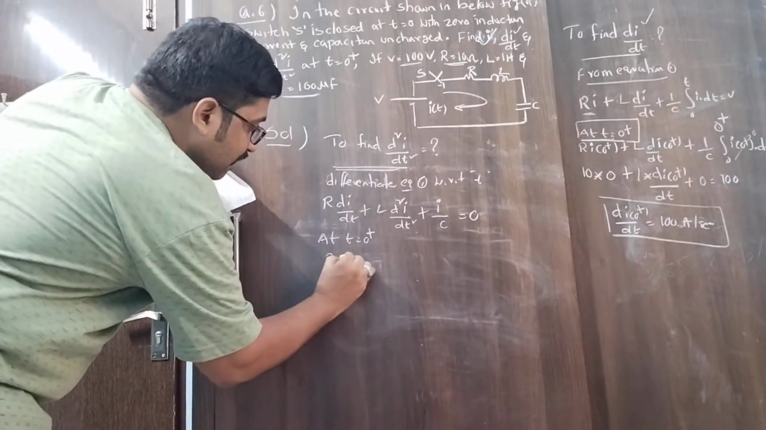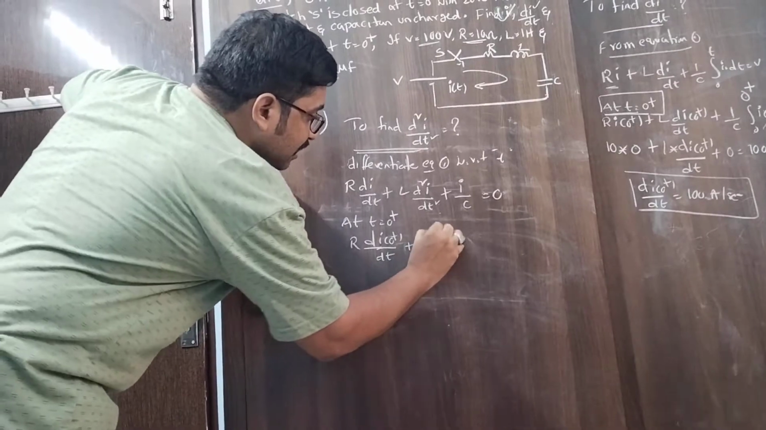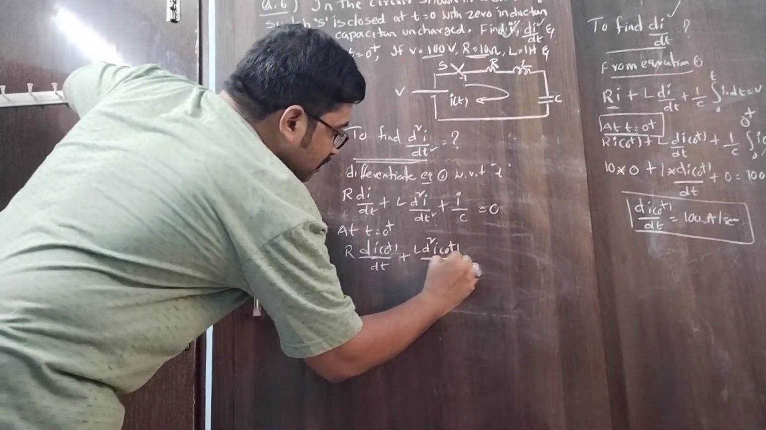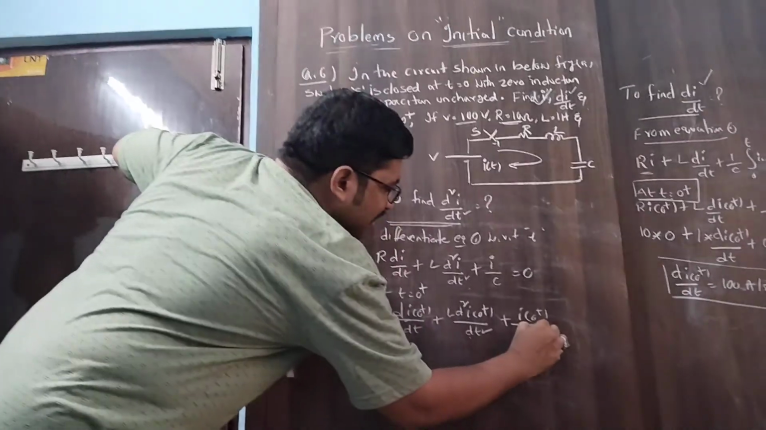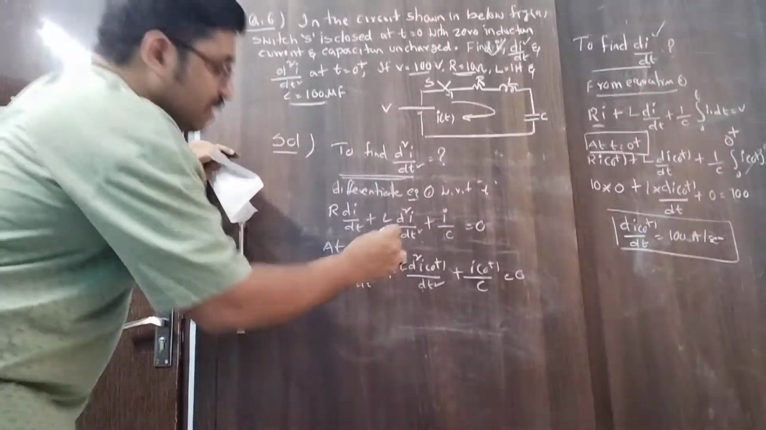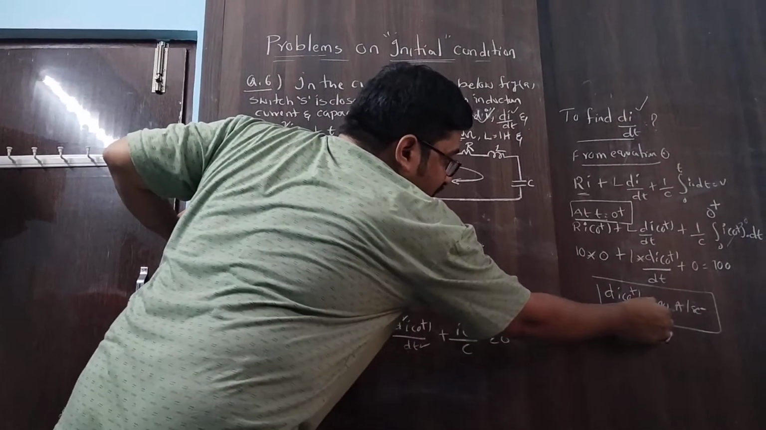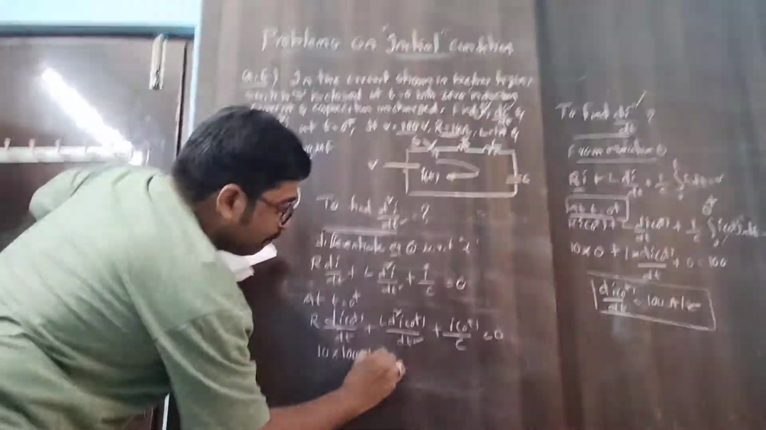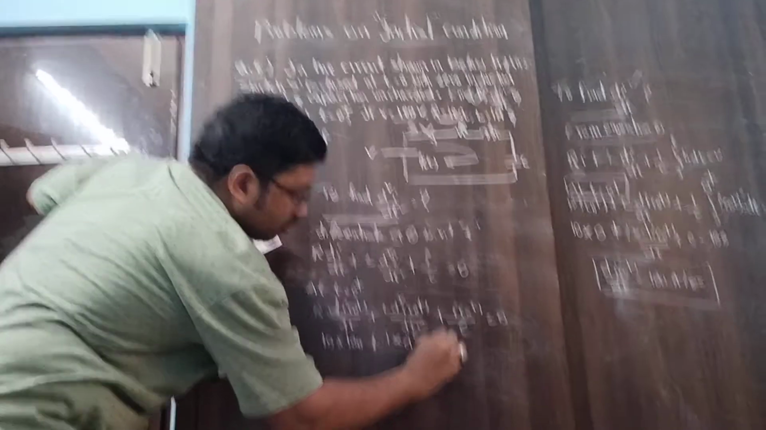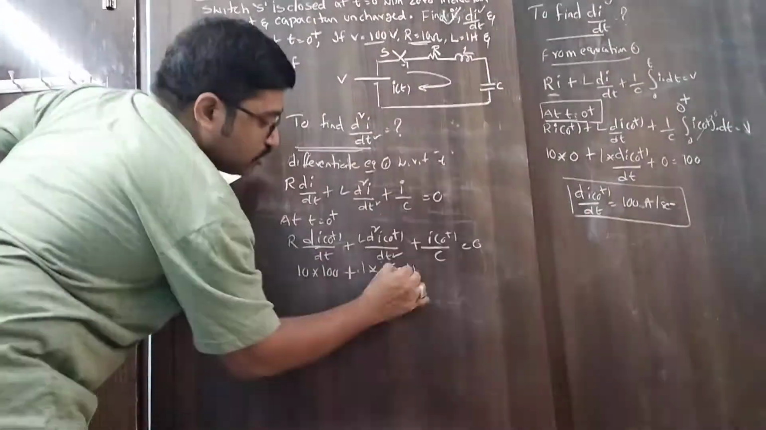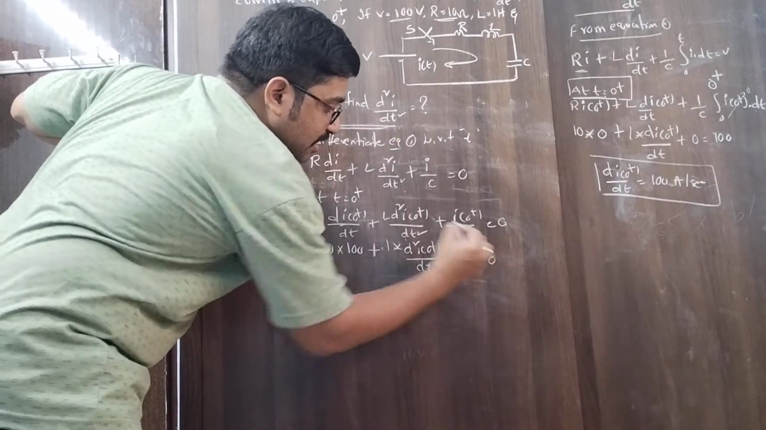So what you are going to get: R into di of 0 plus divided by dt plus L into d square I of 0 plus divided by dt square plus I of 0 plus divided by C is equal to 0. Okay, the value of R will be 10. The value of di of 0 plus divided by dt is 100. So you need to substitute 100, plus the value of L is 1, multiplied with the parameter. What you need to find is d square I of 0 plus divided by dt square. What is I of 0 plus? I of 0 plus will be 0, and 0 by C is 0.